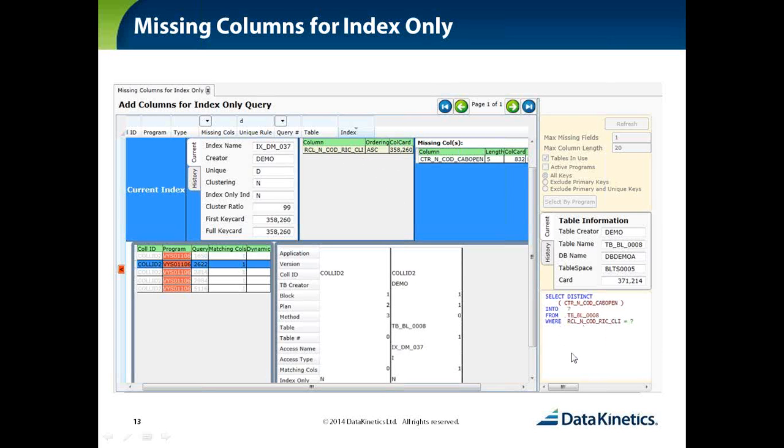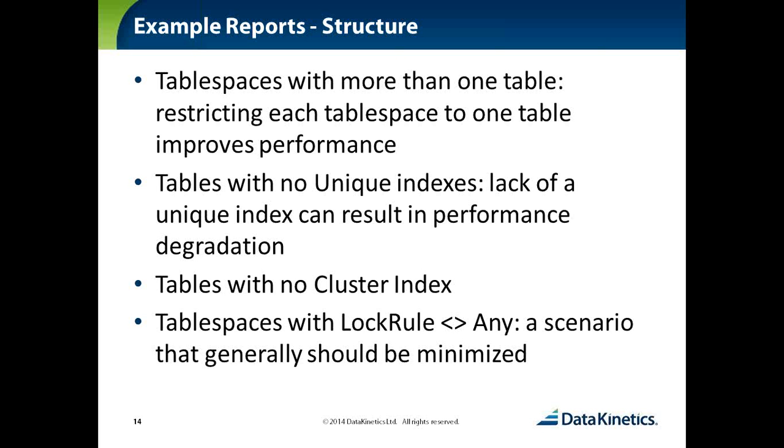Table spaces with a lock rule not equal to any, a scenario that should generally be minimized. It doesn't mean you shouldn't use it. This report just identifies where that's occurred, and you can consider whether there is an exception where that should be the case or not. So here's the example of the tables with no cluster index. Obviously, you can go and look at those in more detail if a cluster index is desired.